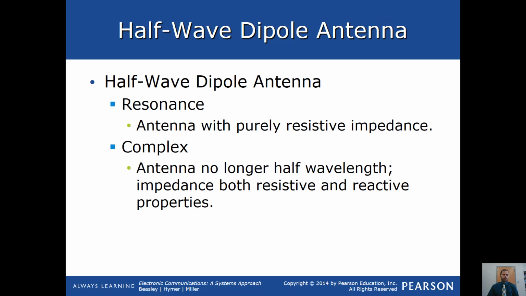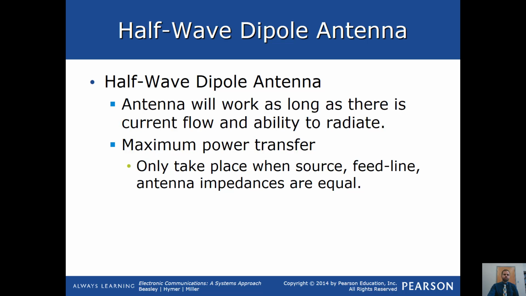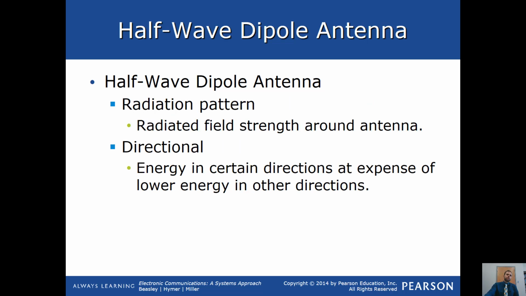So when the antenna is no longer at a half wavelength, you'll end up with a complex term, because again, XC and XL are different, so there will be an imaginary term which will make for a complex number. So in this case, you have the impedance being both resistive and reactive, which can complicate things. So half-wave dipole gives you maximum power transfer. The antenna will work as long as there is current flow and the ability to radiate, and the maximum power transfer takes place only when the source or feed line and antenna impedances are equal, as I mentioned.